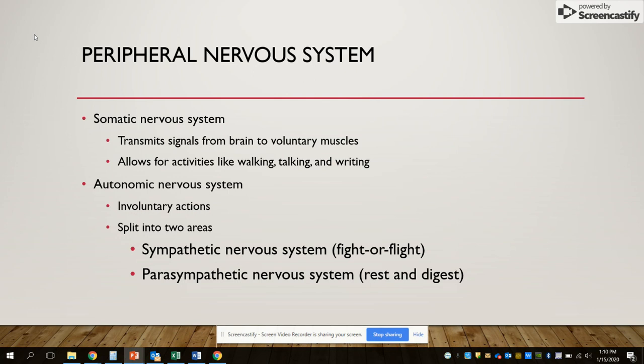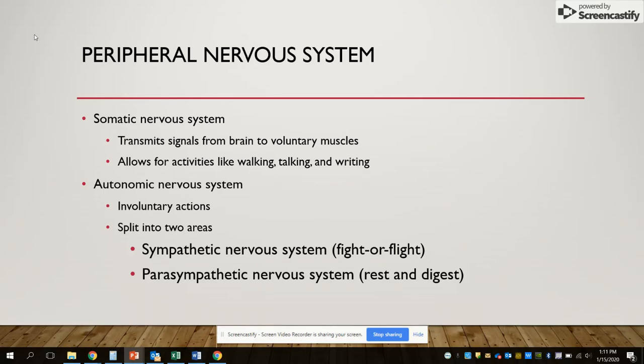Now, the second part of the nervous system, the peripheral nervous system, is broken down into two parts, somatic and autonomic. The somatic nervous system helps transmit signals from the brain to your voluntary muscles. These allow for walking, talking, writing. It allows you to sense things. So if something is too hot or too cold or painful for you to touch, your body would send out a signal to say, hey, this hurts, let's move. That's what the somatic nervous system does.